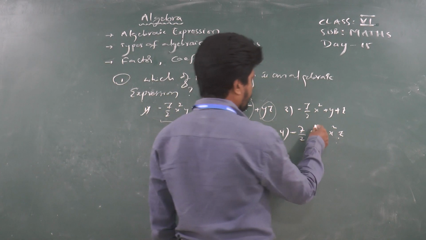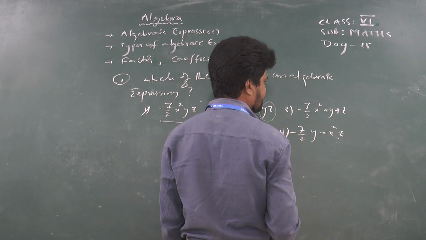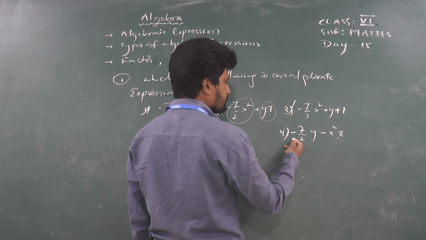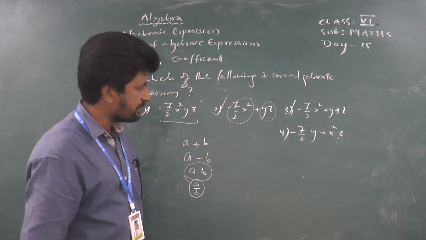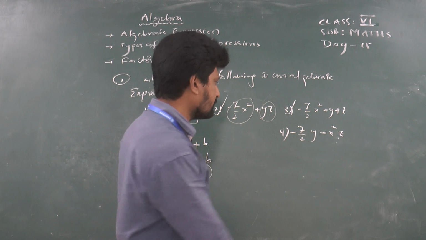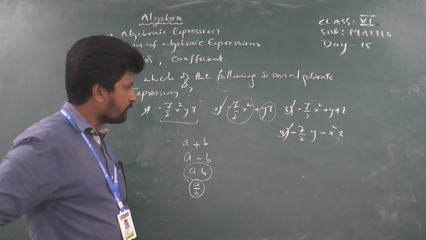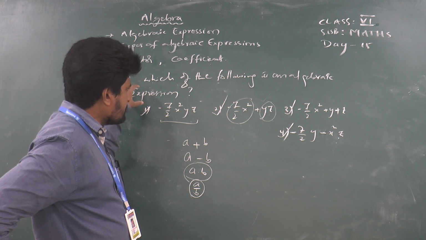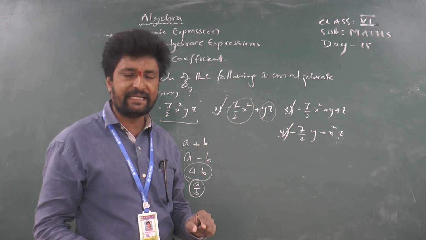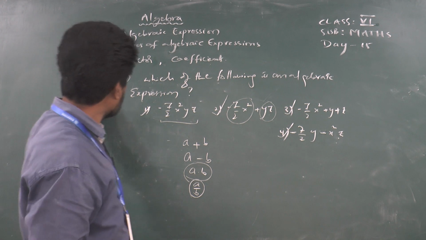See here, now minus 7 by 2 x square is one term, plus y is one term, plus z is one term. This is a combination of the terms. That's why this is also an algebraic expression. Same as minus 7 by 2 into y is one term, and minus x square z is also one term. Here in this expression there are two terms. This is also an algebraic expression. That means this is a multi-correct answer. Now, an algebraic expression is nothing but a combination of terms. Here we use the plus or minus signs for connecting those terms. Okay, next, let us take another one.